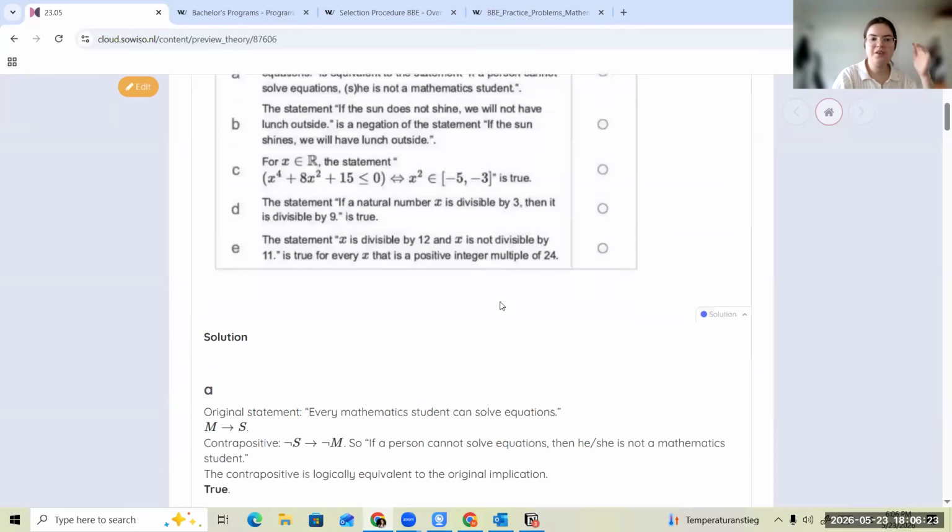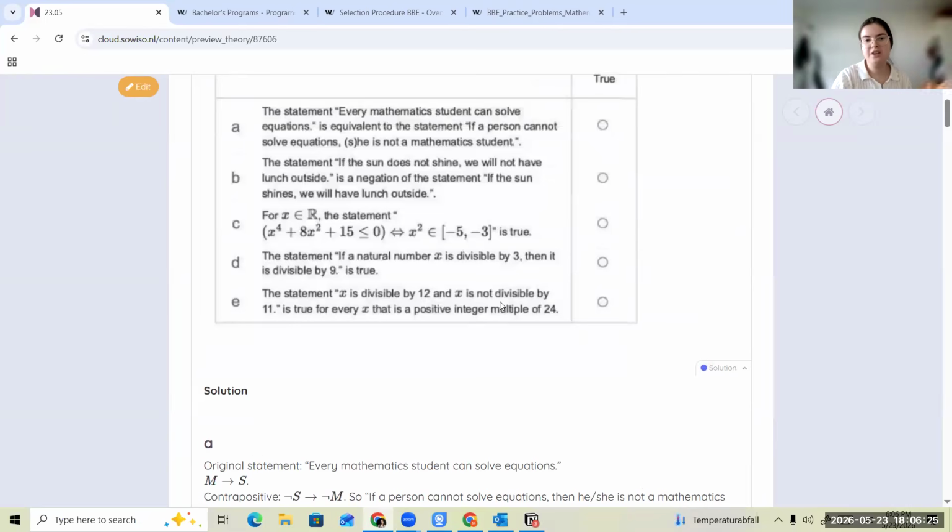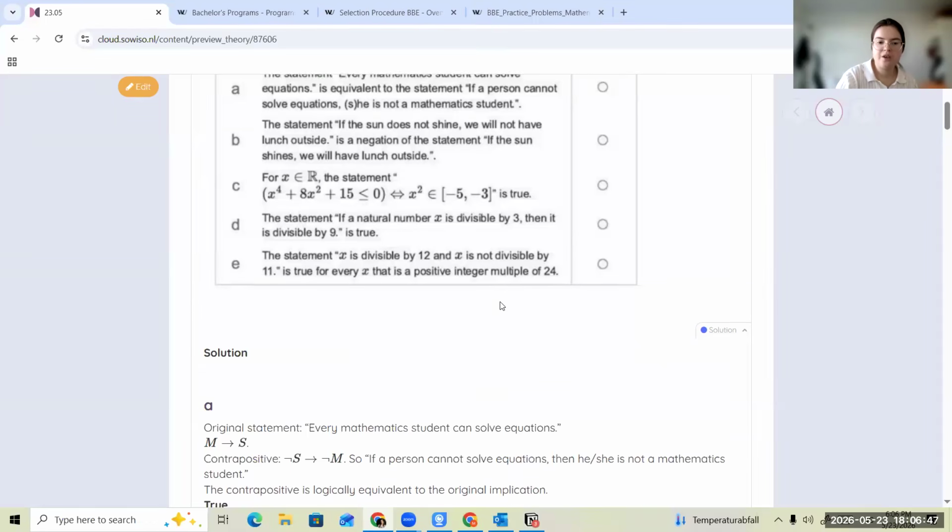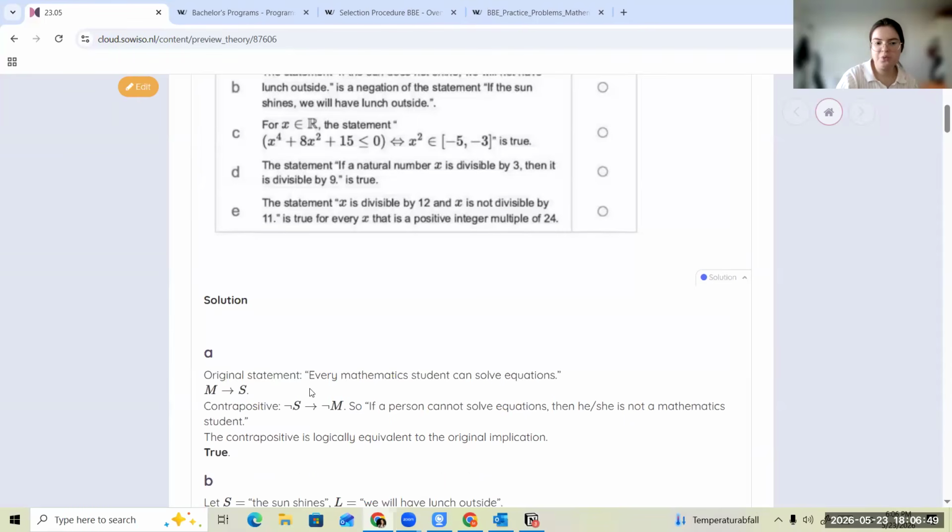So here we start off nice and easy. We have the statement that every mathematics student can solve equations. We say M, therefore S for solve. You can name it with any letter you like; I use M and S just to refer to the initial statement. Then it is equivalent to the statement: if a person cannot solve equations, therefore he or she is not a mathematics student. So the contrapositive statement switches the sides, and it's actually equivalent to that.